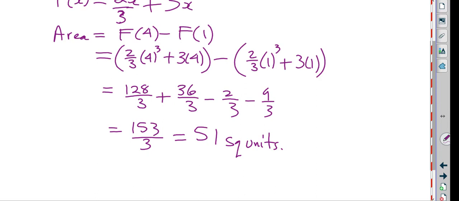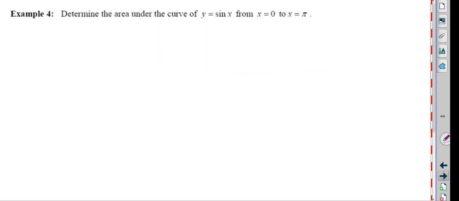So given a curve, find its antiderivative. Use the formula for area that we have just developed, right? Determine the area under a curve, y equals sine x from 0 to pi. So there's 0, there's pi. So it's a positive function, right? It's always above the axis from 0 to pi.